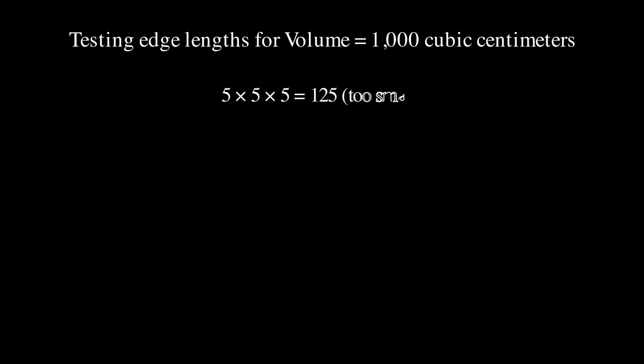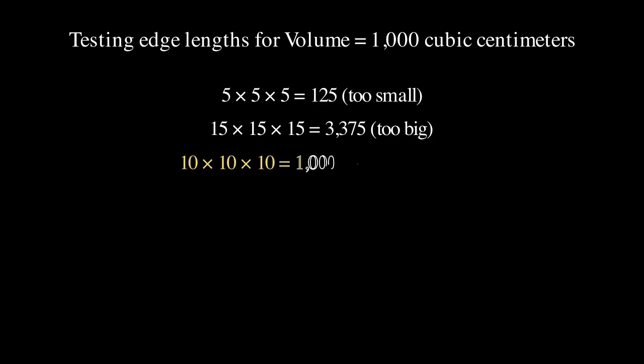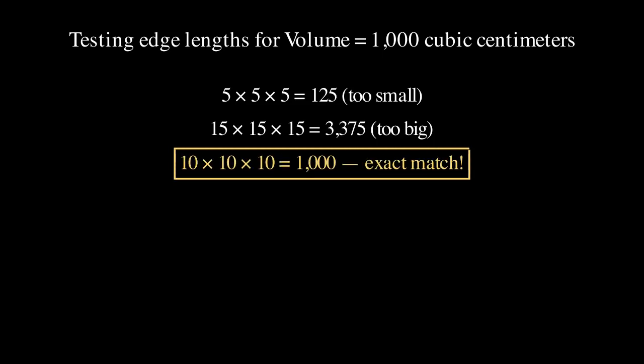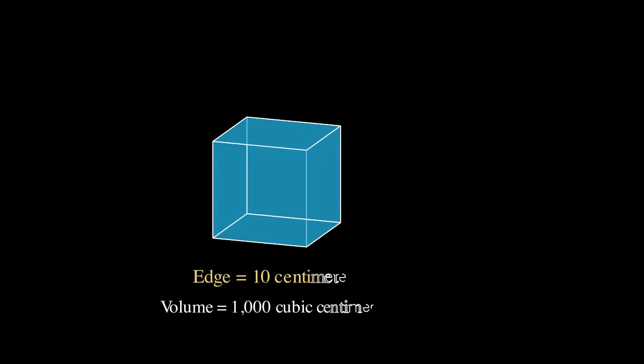5 times 5 times 5 is 125, too small. 15 times 15 times 15 is way over 3,000, too big. Let's try 10, right between those two guesses. 10 times 10 times 10 is exactly 1,000, so each edge of the storage box is 10 centimeters. That number 10 is called the cube root of 1,000, because 3 of them multiplied together rebuild the volume.